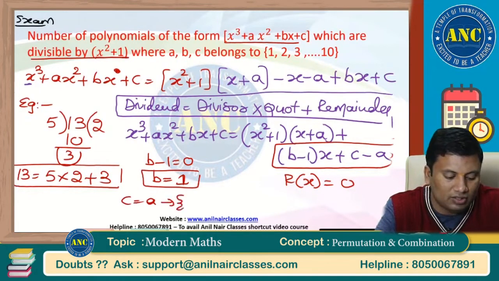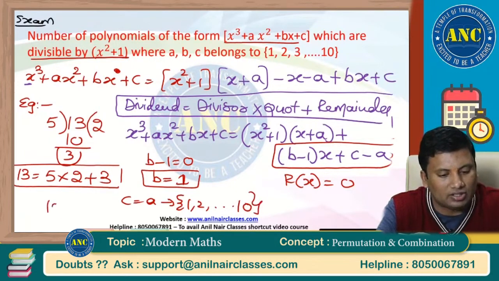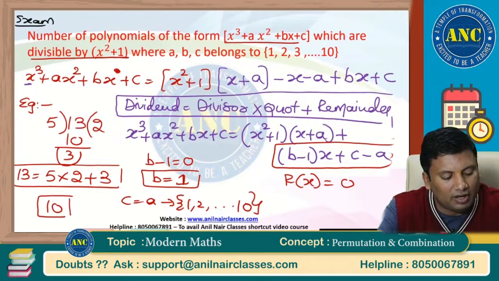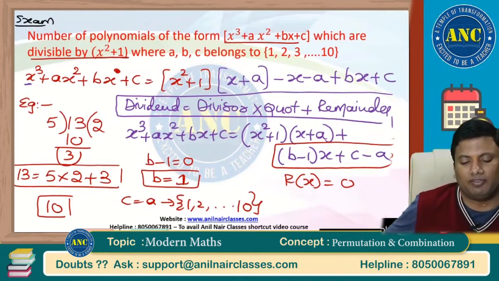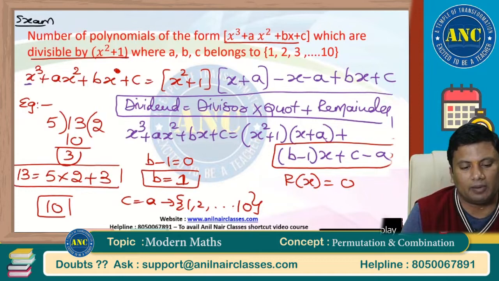How many values can it take? 1 to 10. So how many polynomials will be formed? 10 polynomials will be formed. Very, very easy question, right? Just a counting related problem.